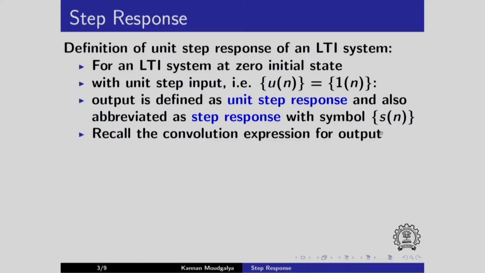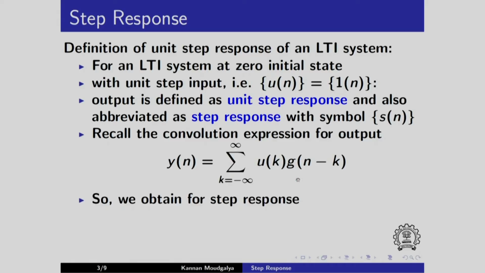Let us recall the convolution expression for output. Here is this infinite sum. Let us now substitute u from this formula, and remember that we are calling that as S of n. Let us substitute here. Summation remains the same. In the place of u of k, we put 1 of k, g of n minus k. Of course, some simplifications are possible, which we will see in the next slide.